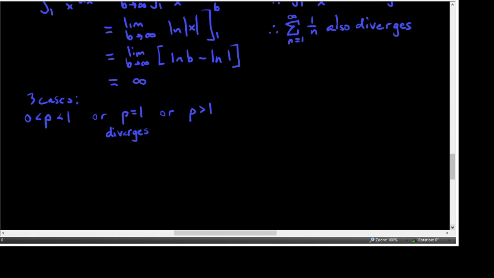The rest of this is that if p is between 0 and 1, it will diverge as well. And if p is greater than 1, the series will converge. Okay.